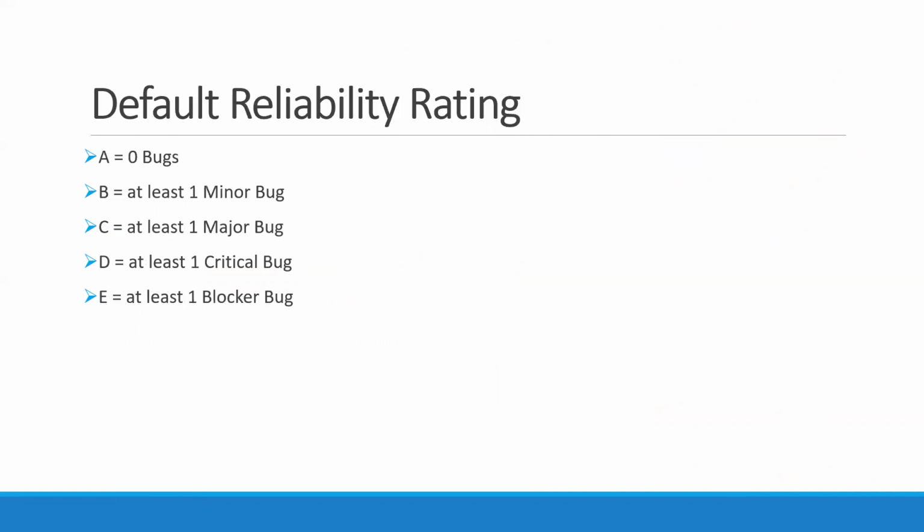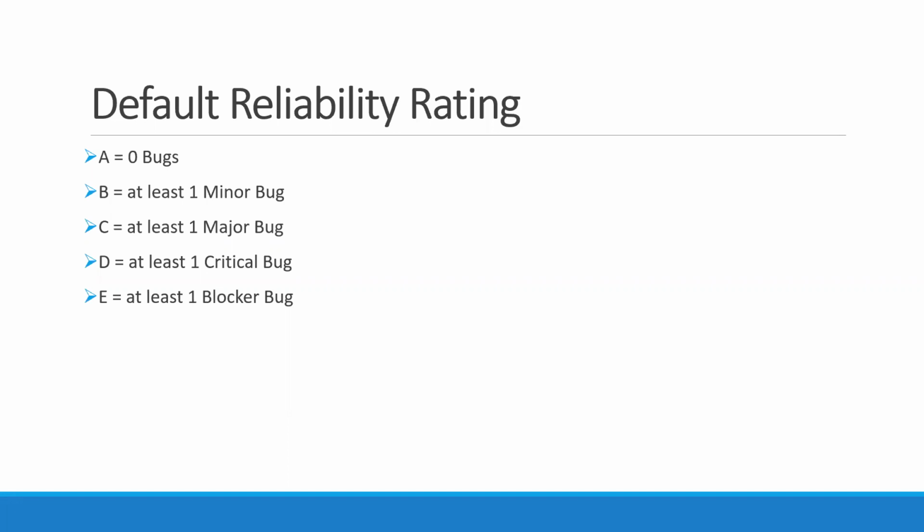You can also come up with reliability rating, where we will tell 0 bugs means A quality, A rating. If I find one minor bug, it is B quality. If I find one major bug, C. If I find one critical bug, D. If I find one blocker, without fixing this you're not supposed to go to the next thing. It's like a showstopper. E.